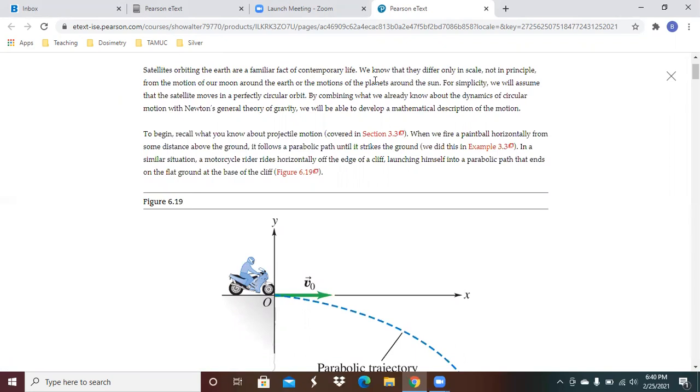Satellites orbiting the Earth differ only in scale, not in principle, from the motion of our moon around the Earth or the motion of the planets. So we're going to assume that the satellite moves in a perfectly circular orbit. By combining what we already know about the dynamics with Newton's general theory of gravity, we should be able to develop a mathematical description of the motion.